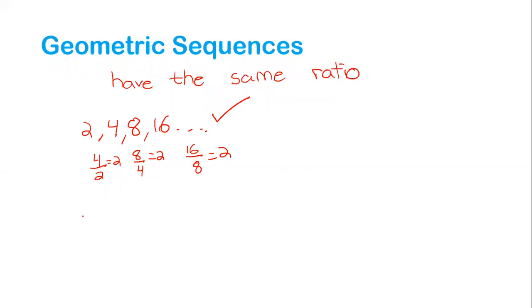If we had something like 4, 5, 2, -1, 10, and so on, well, right away, here we have 5 over 4, and then we have 2 over 5. So right away, we know that the ratios are not the same. Therefore, this is not a geometric sequence. So for geometric sequences, the ratios have to be the same.